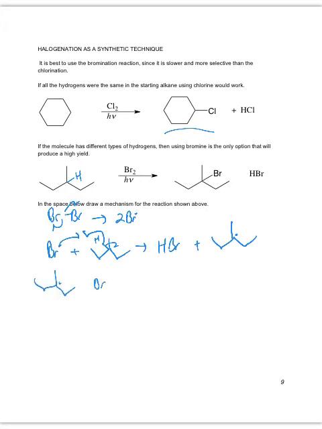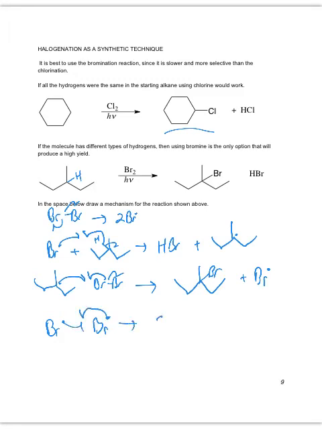This free radical can react with Br2 to abstract a bromine off of it to form our second product, along with bromine free radical. And then in our termination, the bromine free radical can react with another bromine free radical to form Br2. And there we have the bromination for the 3-bromo-3-methylpentane.